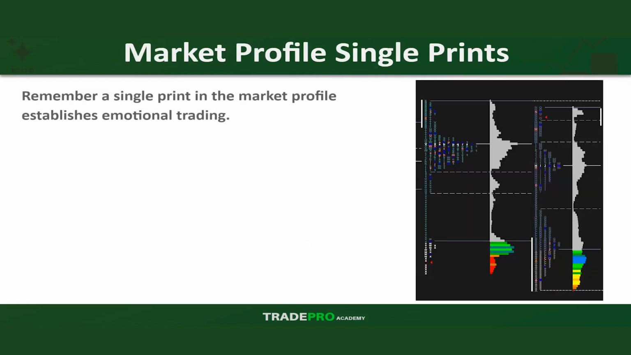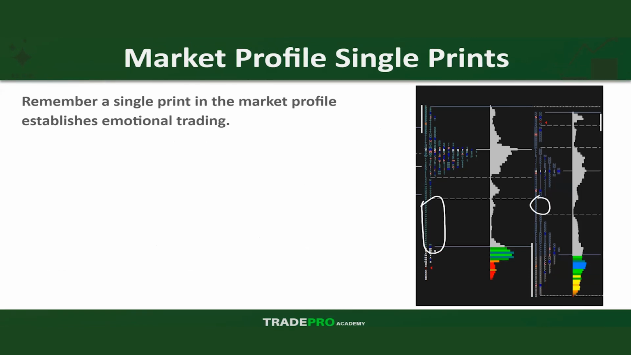So talking about single prints very quickly here, remember that a single print in the market profile establishes emotional trading. This is an area where you get multiple levels that create a straight line through some of those levels. So we create a single print, meaning that one singular period is presented only at these key levels. For example, V in this case, we have G, and so on and so forth. So these single printed areas represent emotional buyers and sellers that get a little overzealous and create a larger push in the market.